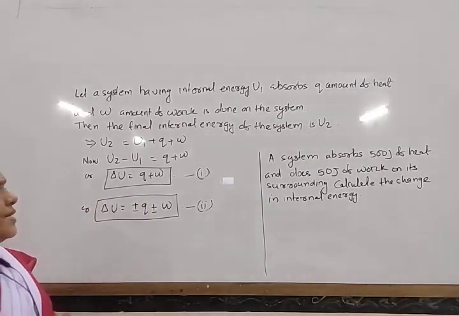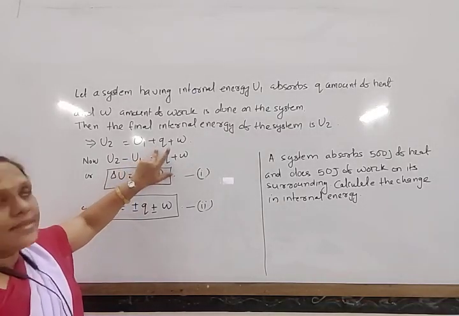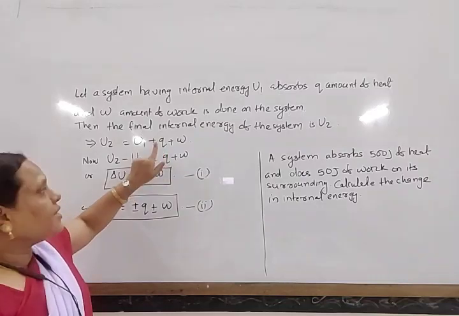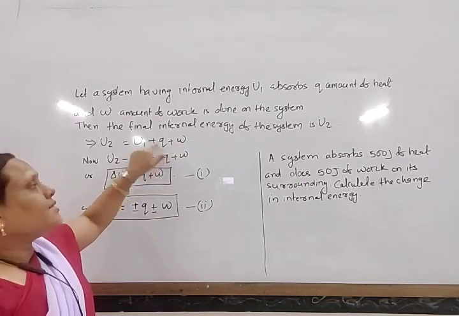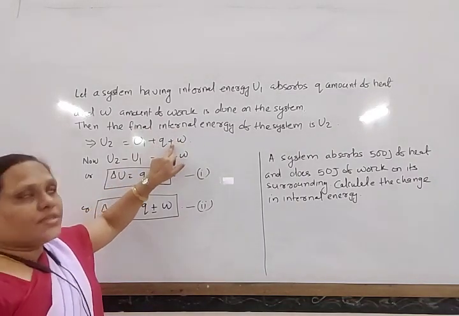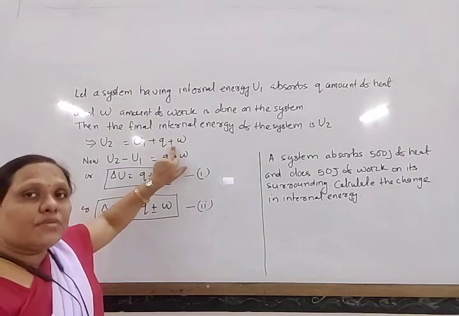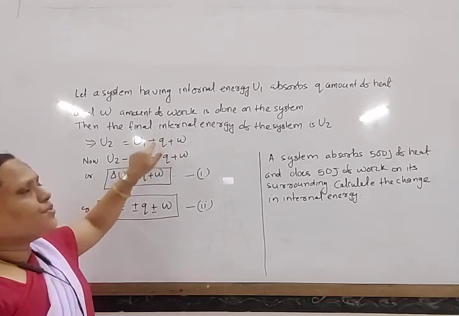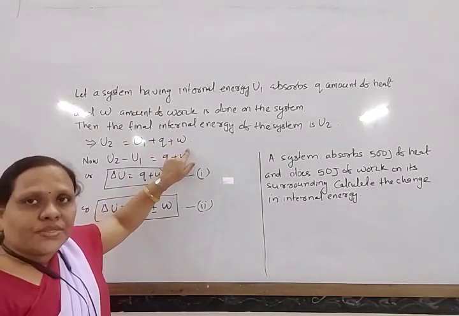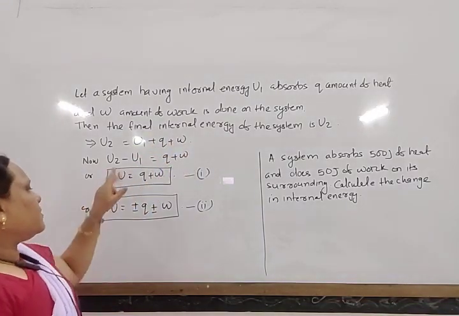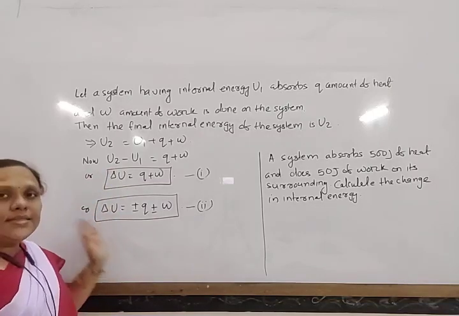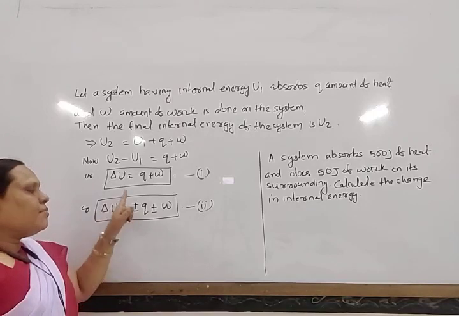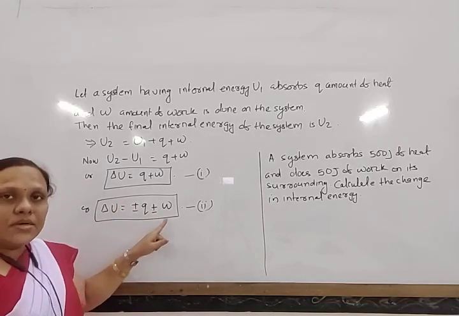If heat is absorbed by the system, it is positive. If heat is released from the system, it gives the negative sign. Similarly, if work is done on the system, it is positive. If work is done by the system, it may be negative. So in some cases, Q may be negative and W is also negative. If we substitute these values, we can write the change in internal energy del U is equal to plus or minus Q and plus or minus W.